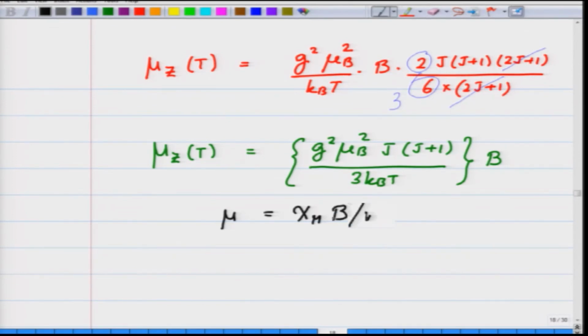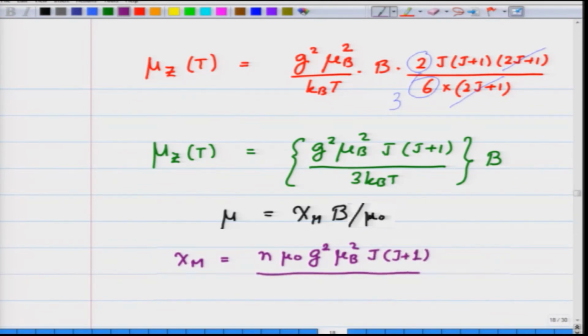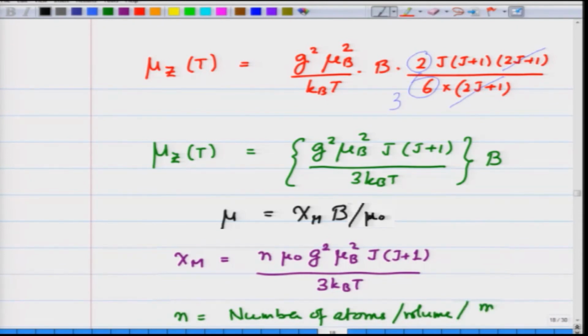And if I compare this with the expression for susceptibility, mu is equal to chi magnetic times B divided by mu 0, I get chi m equals N mu 0 g square mu B square J times (J plus 1) divided by 3 kBT, where N is the number of atoms per unit volume or per mole, depending on what you want to calculate chi m for, and this equals C by T, where C is a constant.